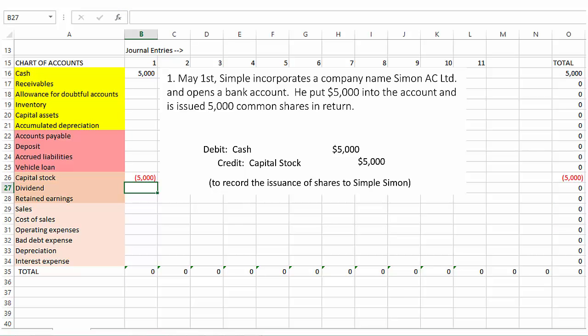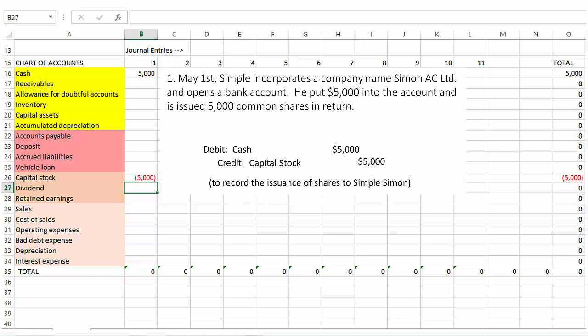Our first journal entry recorded the contribution of capital to the company by Simple Simon for $5,000. Debit cash with a positive number in cell B16, credit capital stock with a negative $5,000 in cell B26. Lo and behold, your total in row 35 zeros out, which means that we have an equal number of debits as we do credits.